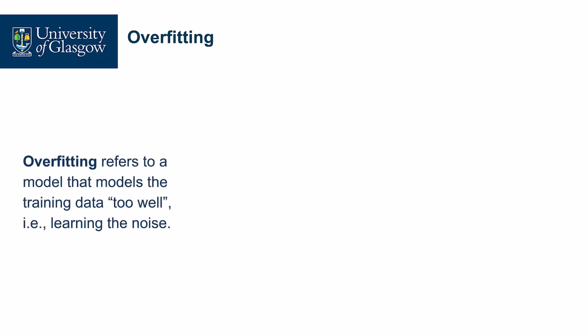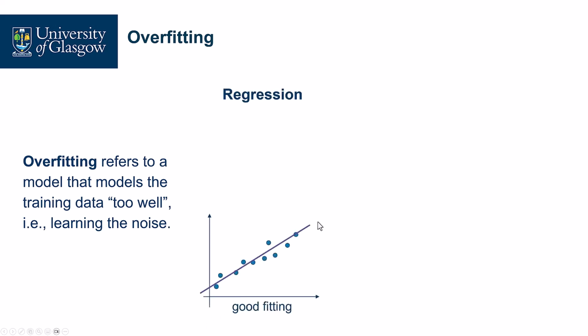So now let's see some examples. Intuitively, overfitting is when the model fits the training data too well, right? It catches every detail, but that's not what we want. For regression, this is a good fitting. What would overfitting be? It looks like this: it catches every point well. So in the training set, the error could be very low compared to the good fitting. But this one doesn't have generality.